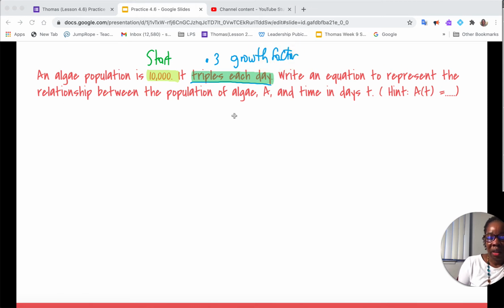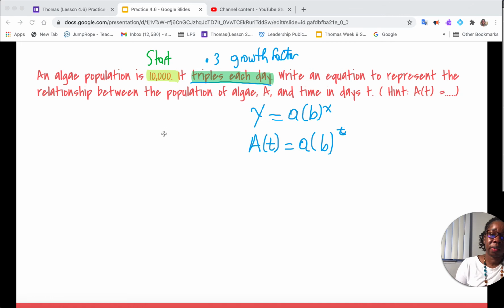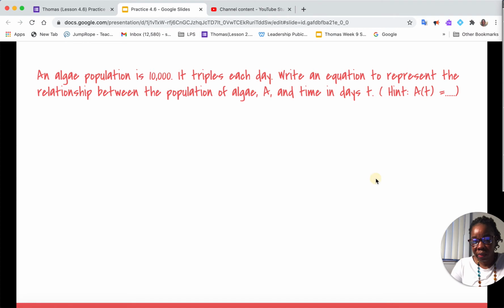And we want to write the equation. Well, the original equation is y is equal to a times b to the x. However, we are going to use the y to represent A of t. So that's going to give us a times b to the t, whatever t is. So when we think about that information, here's what we notice.